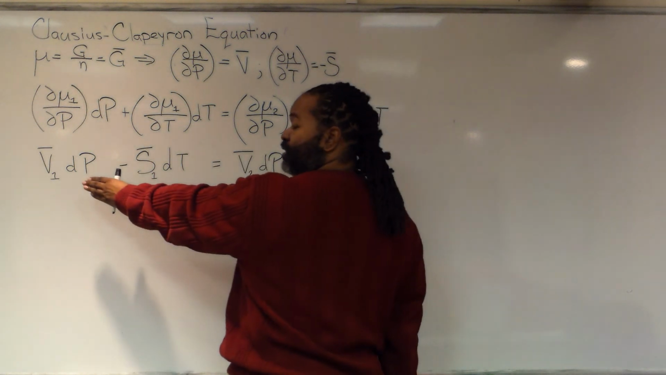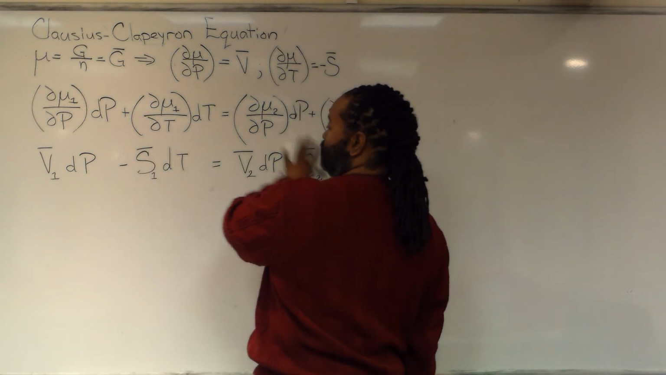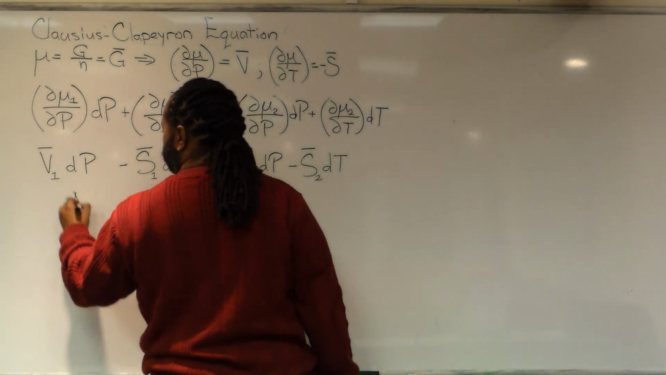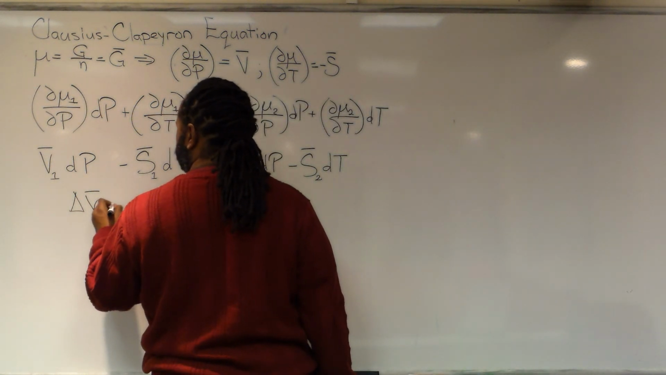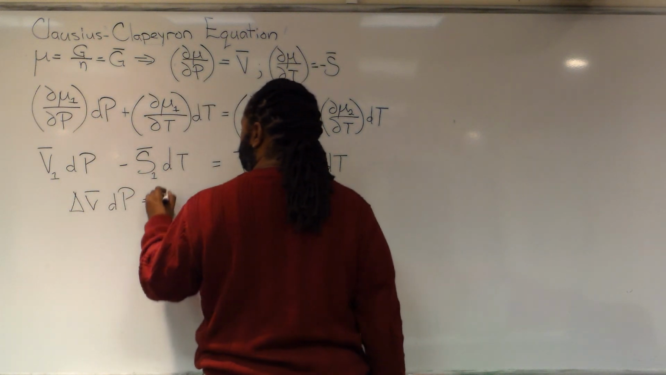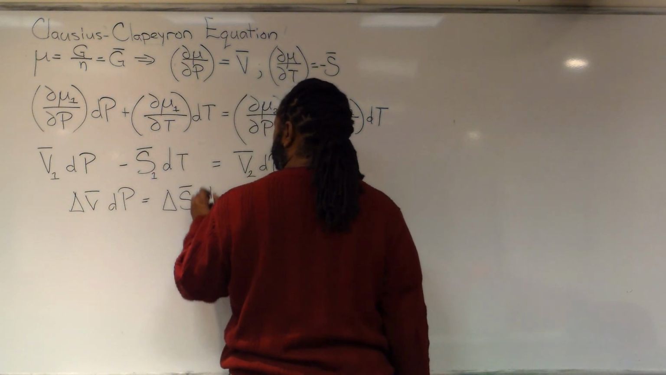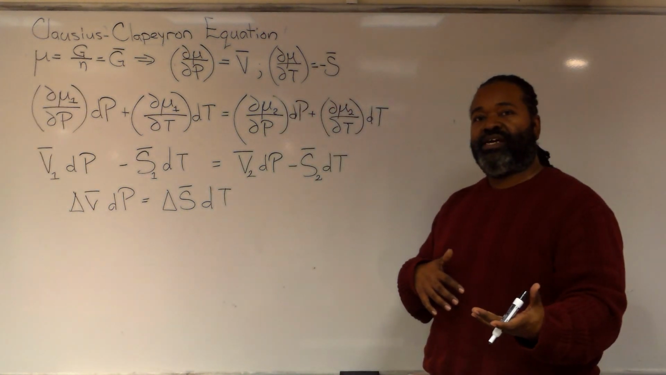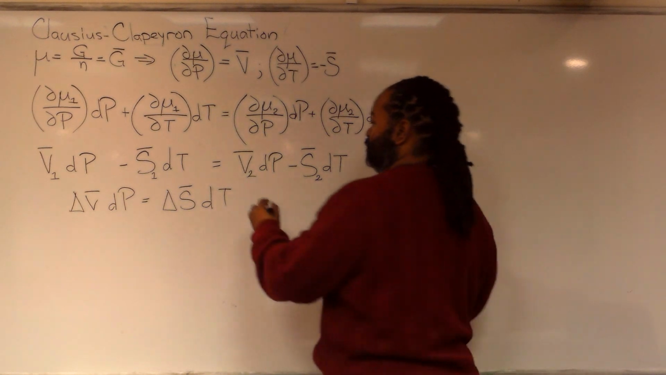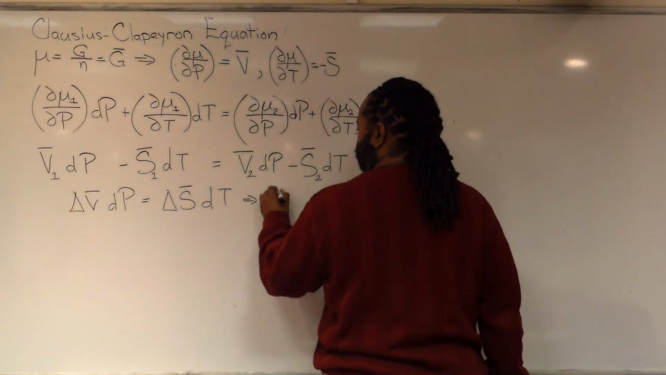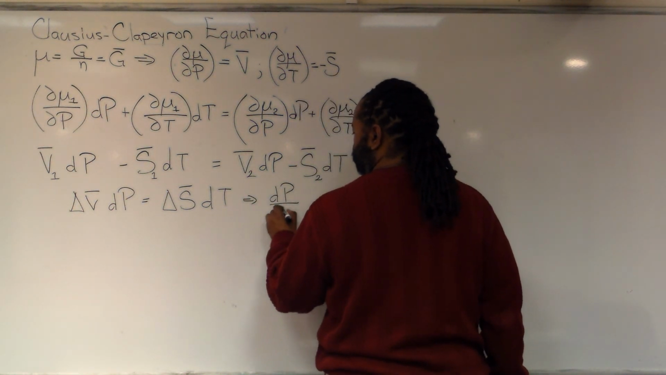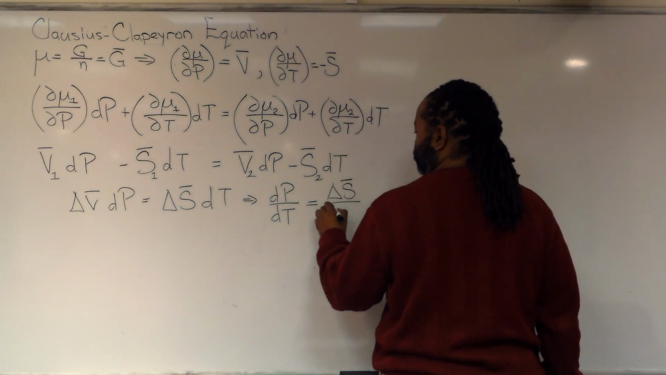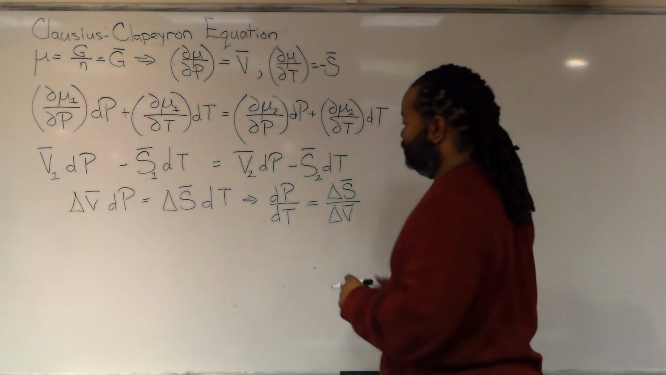That allows us to group things together. So bringing this over here, we'll get V1 minus V2. Bringing this over here, we get S1 minus S2. So we'll have delta molar V dP equals delta molar S dT. At this point, we want to put differentials on the same side and deltas on the same side. So we end up with something that looks a lot like a proper derivative, dP/dT, and a finite difference derivative here.